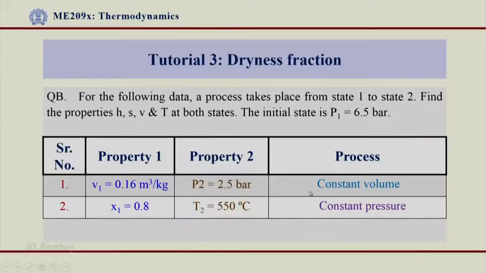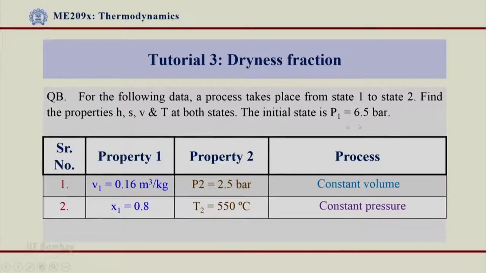If it is constant pressure, constant volume, constant entropy, constant enthalpy, any of these properties could be given to you, and correspondingly you will have to determine the state 2. So the problem therefore is, at point 1 we have P1 as 6.5 bar, we have also been given V1 as 0.16. At point 2 we have been given P2, and also V2, because the process happens at constant volume.